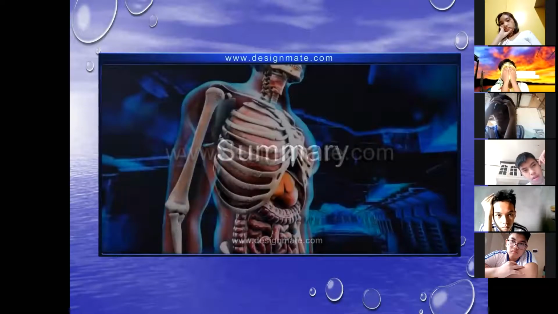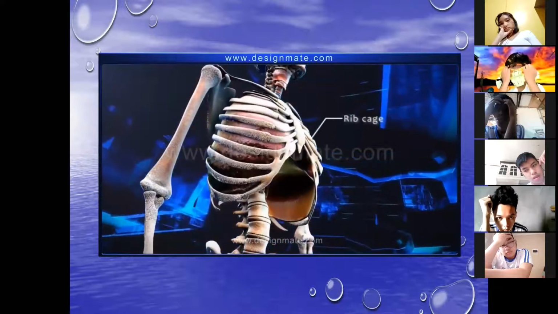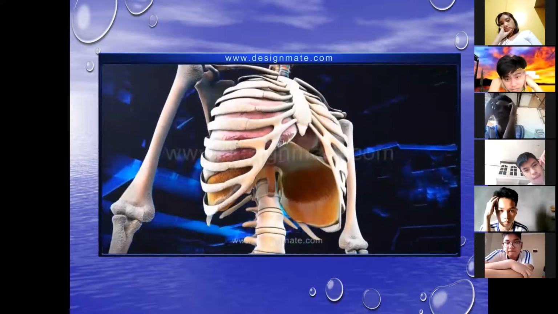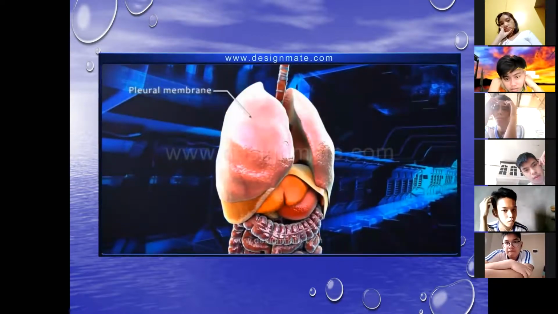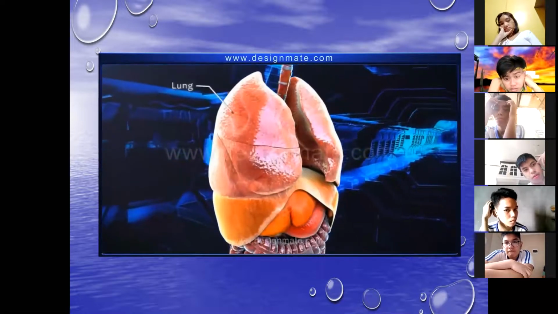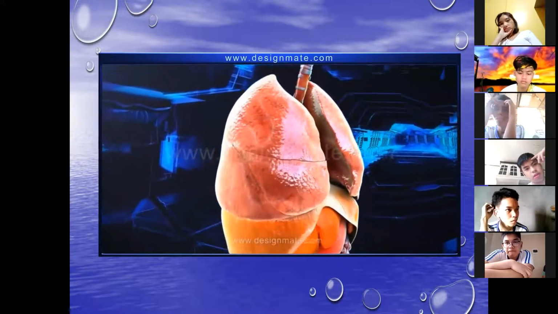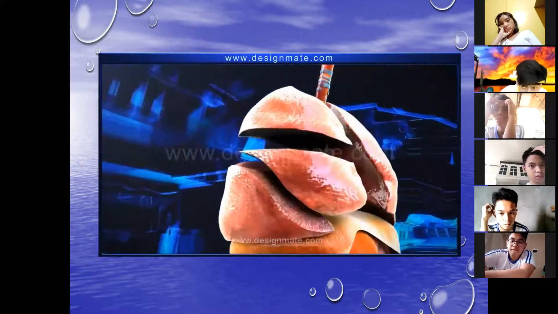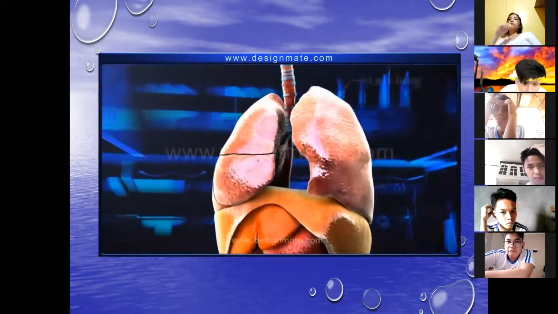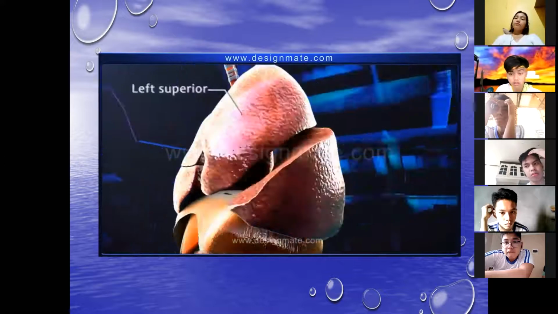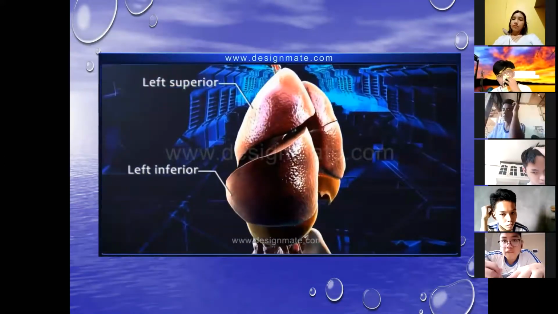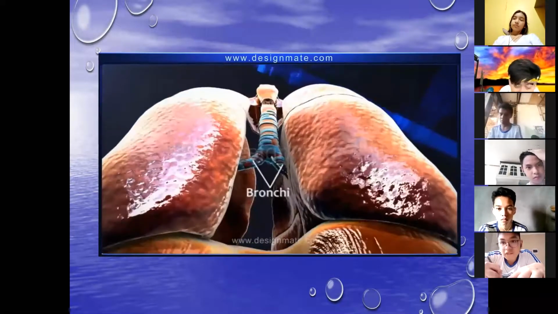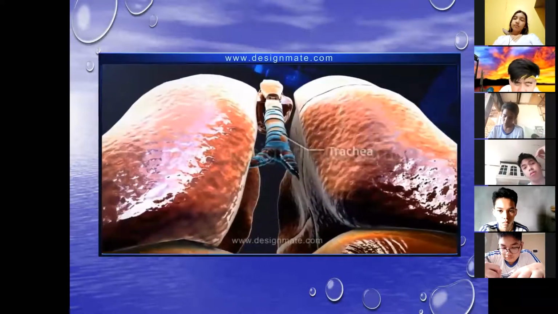Summary. In the thorax region, the rib cage and the diaphragm are observed, which play a vital role in respiration. Present within the rib cage are the pleural membranes, which enclose the lungs. The right lung consists of 3 lobes, while the left lung has only 2 lobes. Both the lungs are associated externally with bronchi, which unite and extend into the trachea.